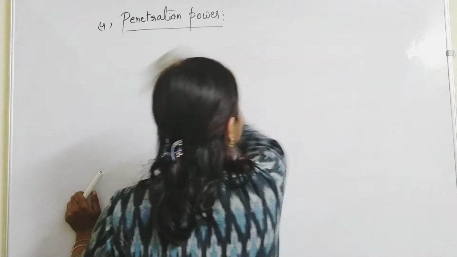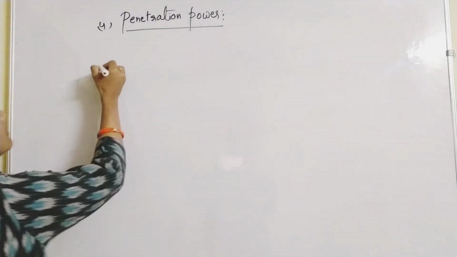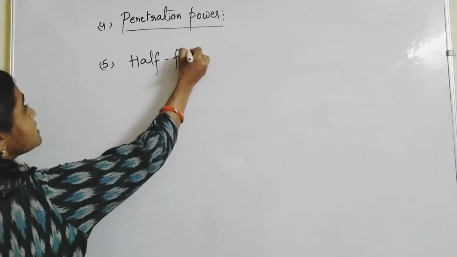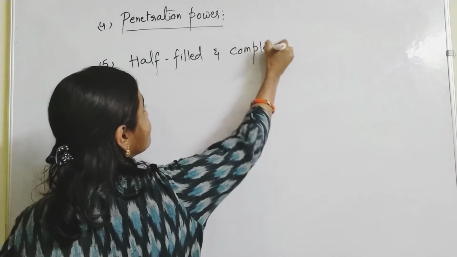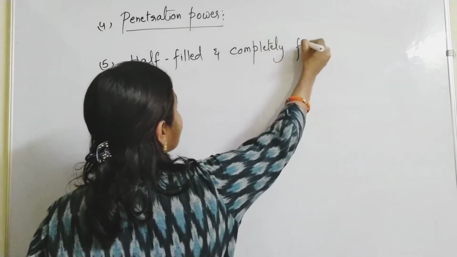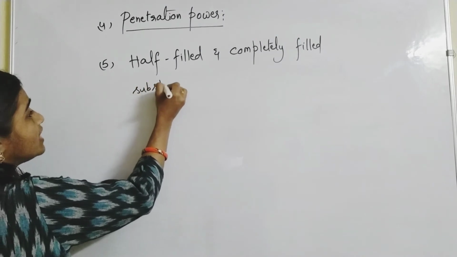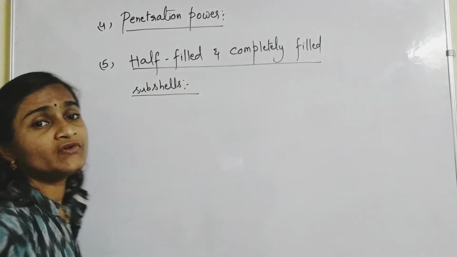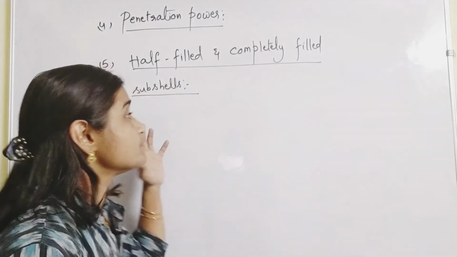Now coming to the fifth factor. What is the fifth factor? Half filled and completely filled subshells. Okay, this is a very important point. The fifth factor is half filled and completely filled subshells.